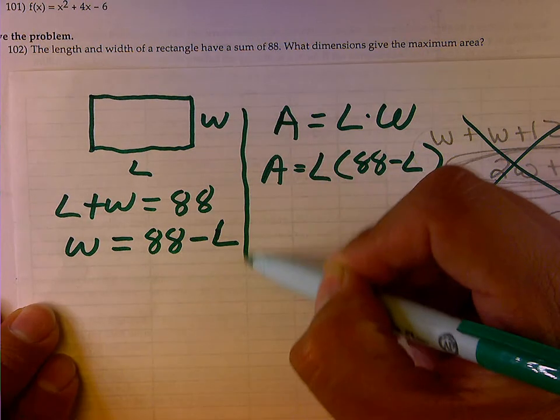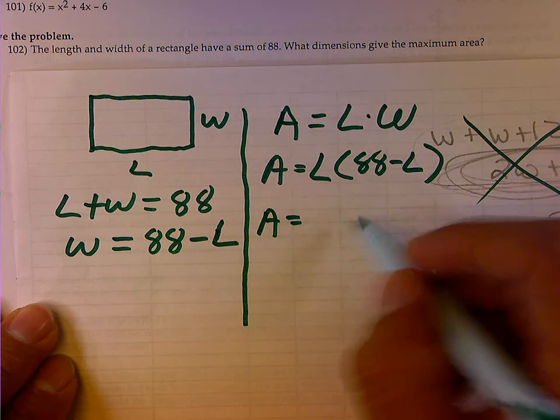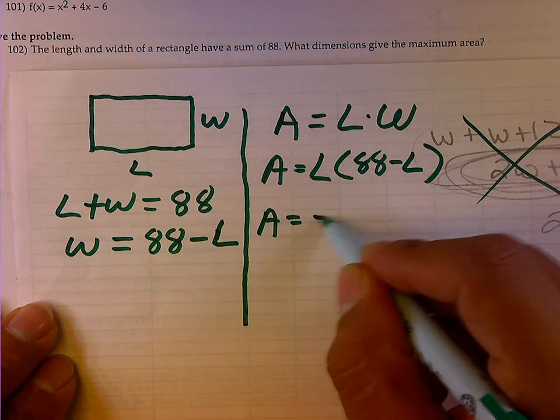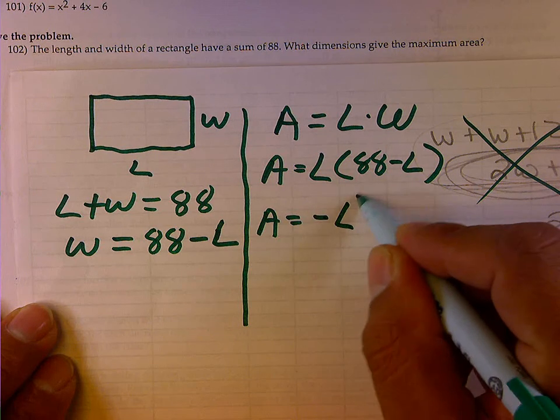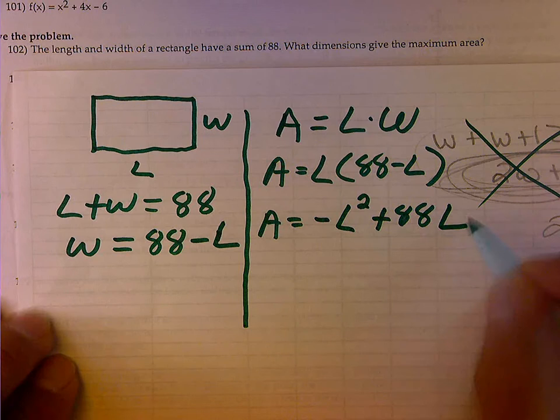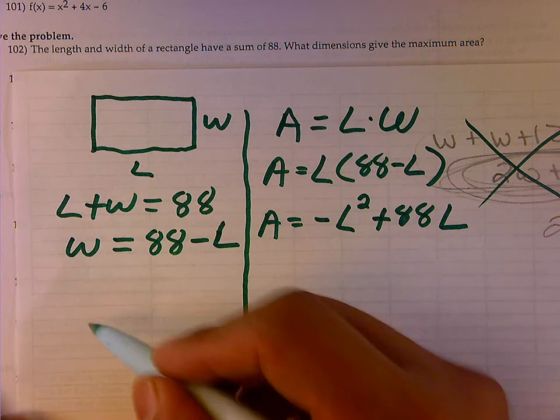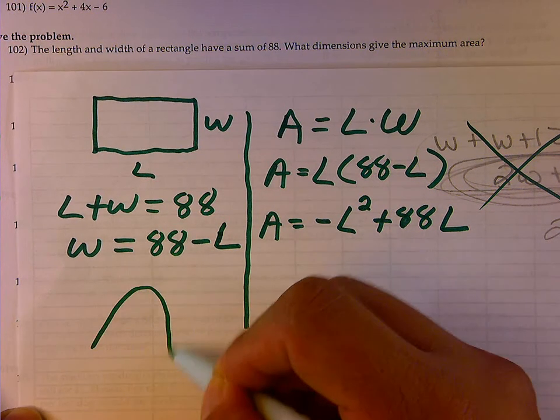I'm going to go ahead and simplify my area formula. And I'm going to put the ones with the highest exponent up front. I have a negative L squared and I have a positive 88 L. This is a parabola. This is a parabola with an A of -1. Because my A is negative, I know my parabola looks something like this.